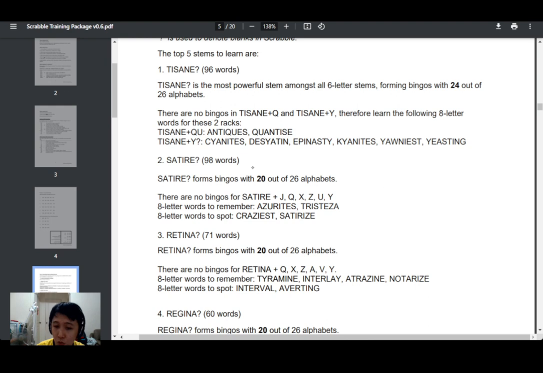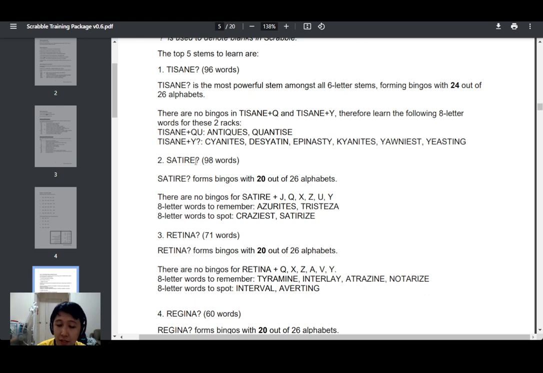Then as for Tisane plus Y, I hope some words look English to you: yawners, like have the tendency to yawn, or yeasting when you add the bread yeast. Cyanide might not be as familiar because it's spelled with the ITE suffix, but it's similar to cyanide. Sometimes the difference is just the oxygen part. Sorry, sidetrack. Back to the content.